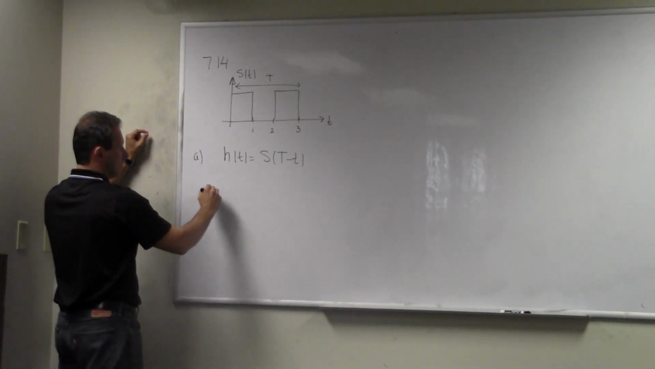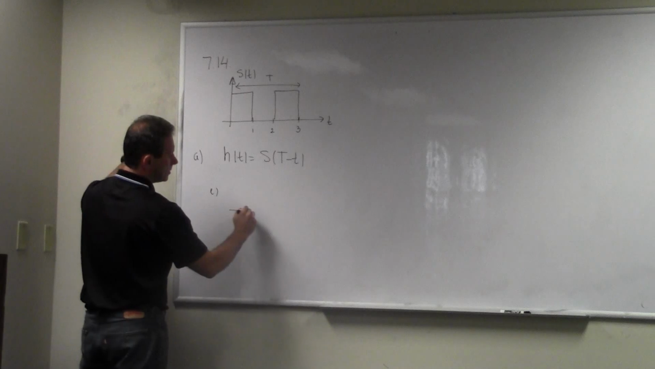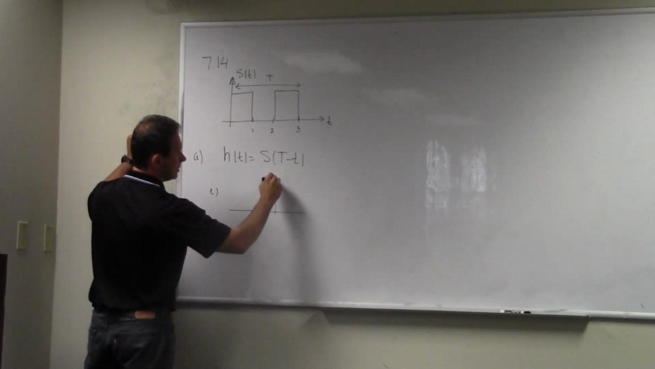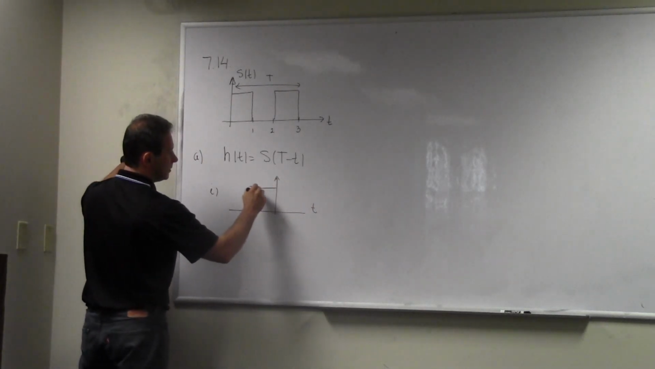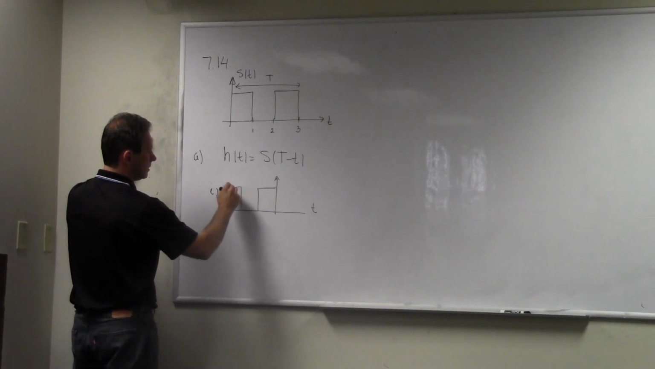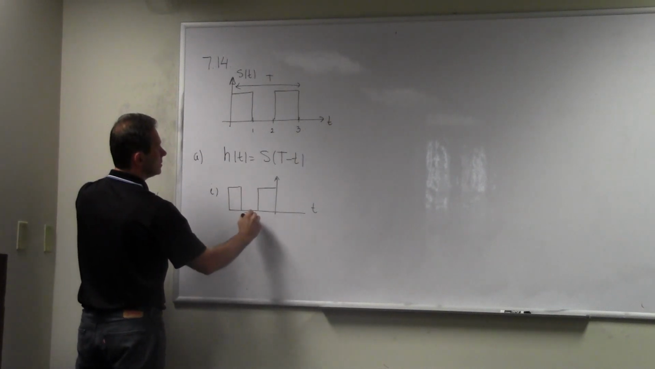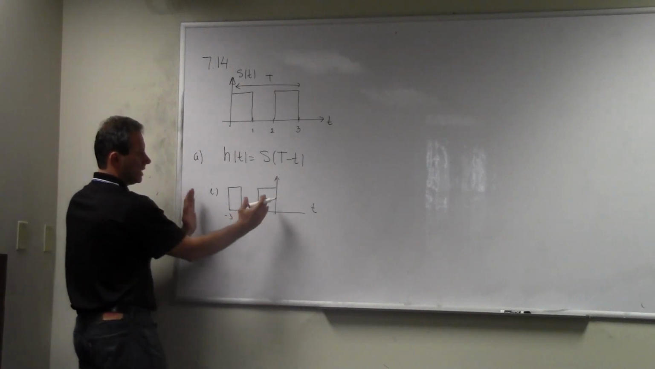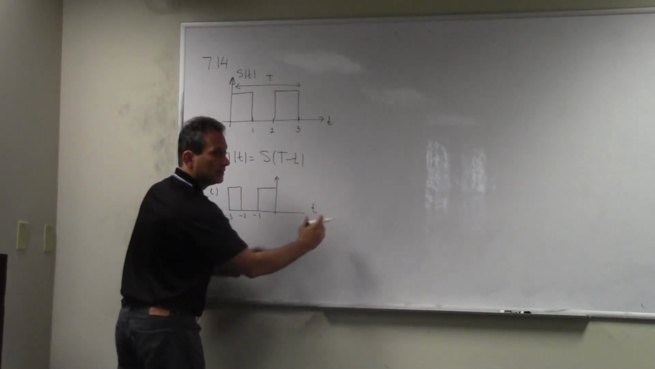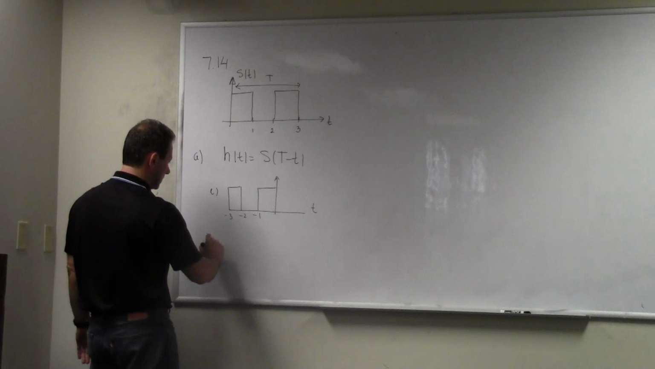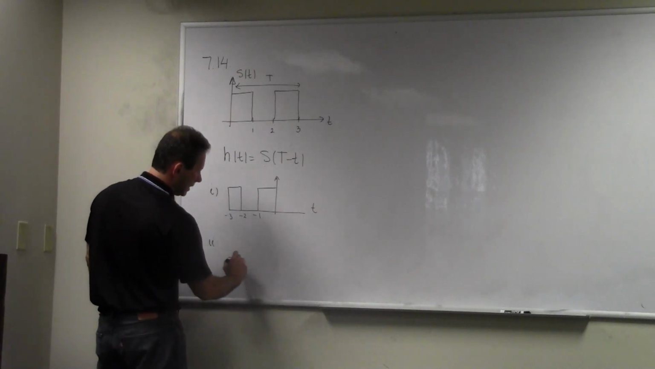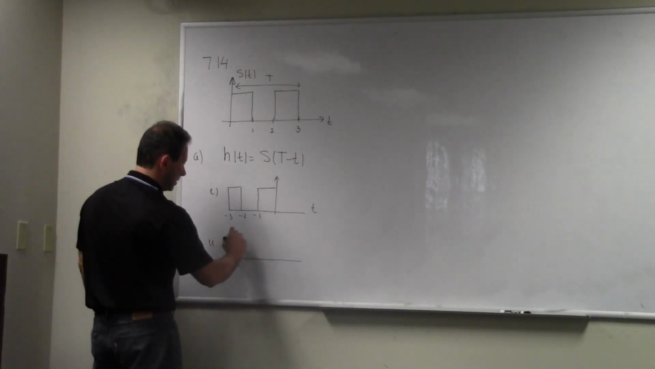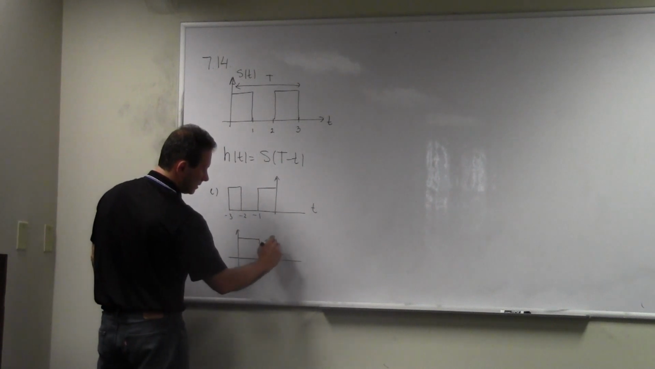So let me do the first step. First step looks like this. This is t, flipped over, right? So this is minus 1, minus 2, minus 3. And you take this and delay it by T. So in the second step, you delay it by T, and you end up with this.